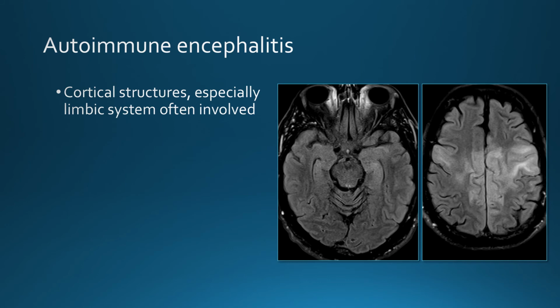So what do we see on imaging? What's fairly characteristic about autoimmune encephalitis on MR is that it frequently involves the cortical structures, especially the limbic system. So hippocampi and insular regions are frequently affected.